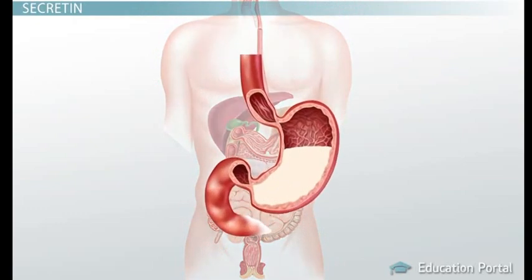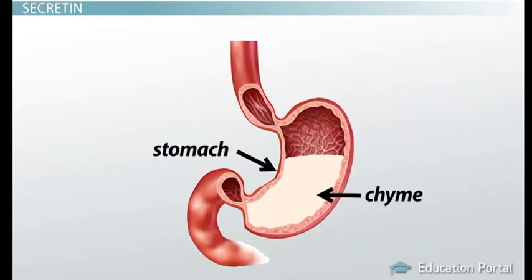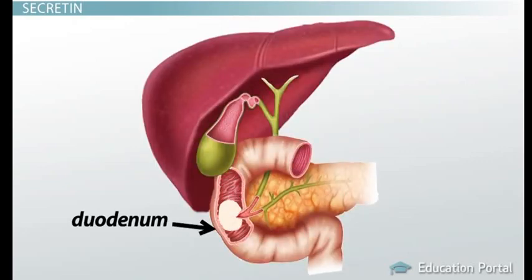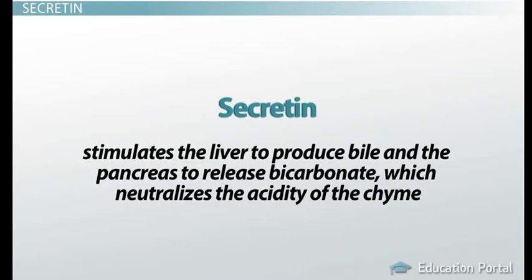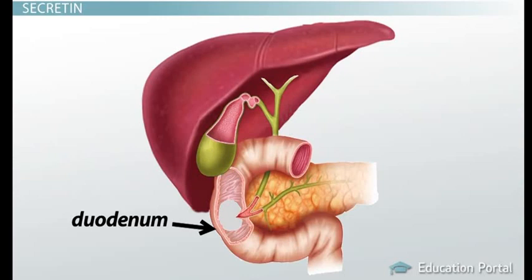Chyme, which is the partially digested food mass, is very acidic when it comes out of your stomach. As this chyme moves into your small intestine, hormones produced within the wall of the intestine are released to keep the environment favorable for digestion and help digestion run smoothly. One of these hormones produced within your small intestine wall is called secretin. Secretin stimulates the liver to produce bile and the pancreas to release bicarbonate, which neutralizes the acidity of the chyme.